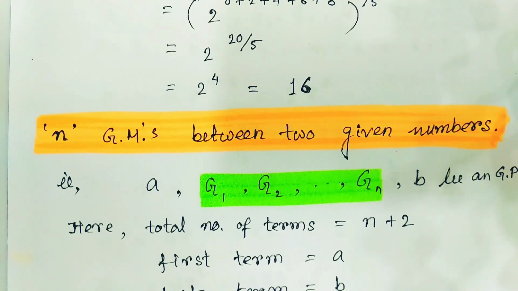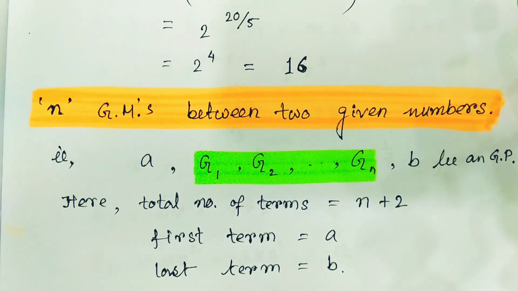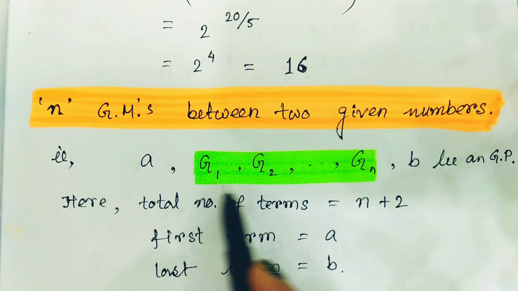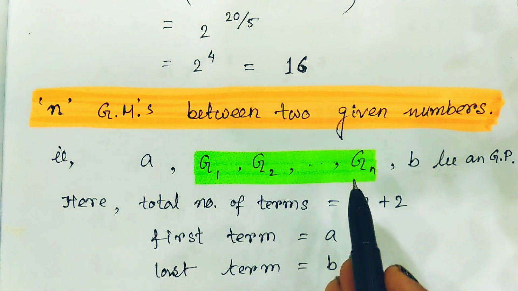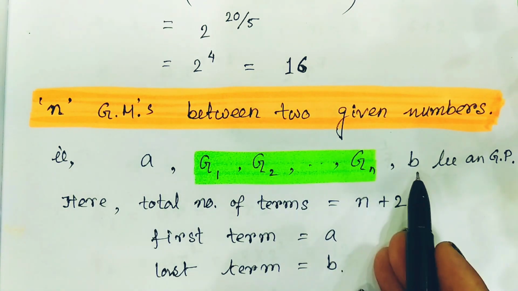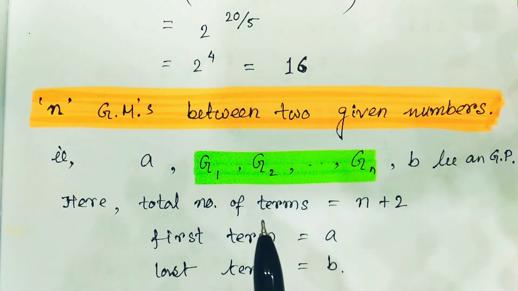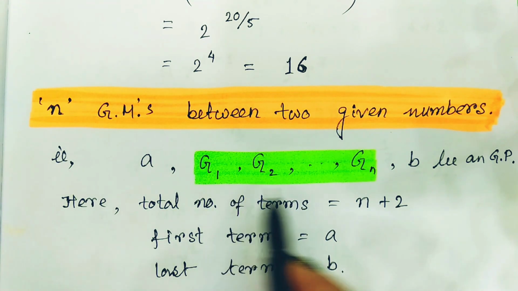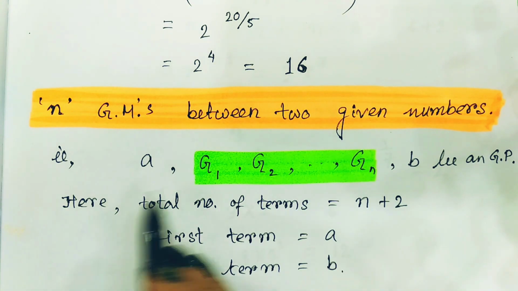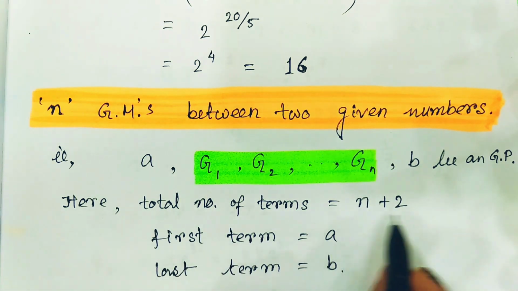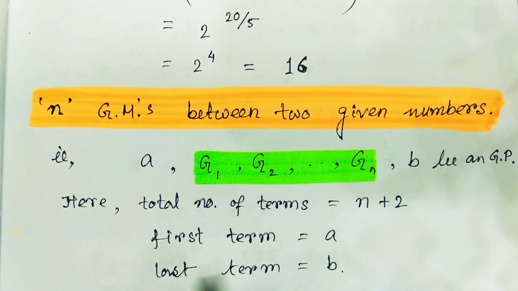So now if we want to insert n number of terms between two given numbers, how do we do this? Suppose G1, G2, up to Gn are the n numbers which we are to insert between A and B, forming a geometric progression. Then how do we do that? First of all, if we insert n terms and 2 terms are already given, then there are n plus 2 terms in total, where the first term is A and the last term is B.